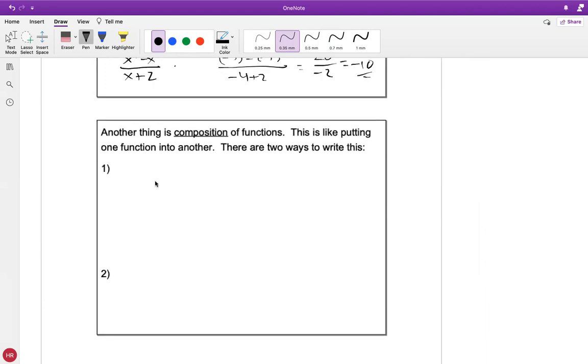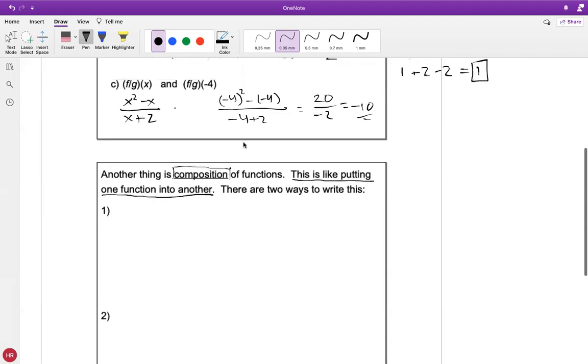This composition is kind of a big thing. Y'all are going to be seeing this repeatedly throughout this unit and through next year in pre-cal and in calculus and every math class from now on. You're going to have to do this thing called composition of functions. This is like putting one function into another.